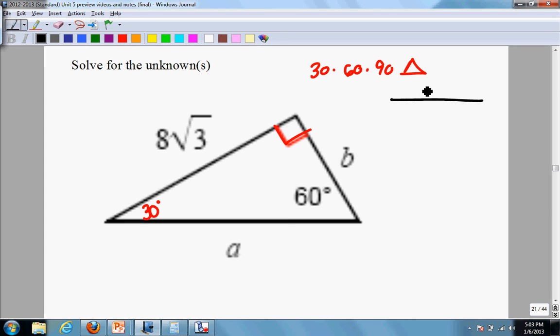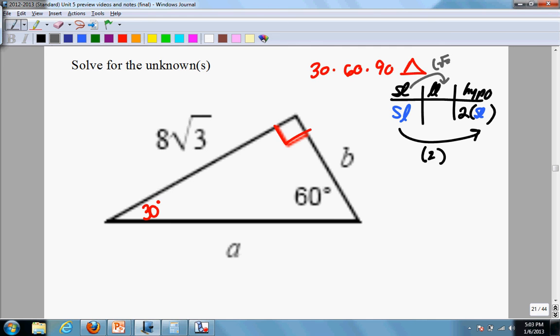And in that triangle, let's draw our little table. We have the short leg, the long leg, and the hypo. Whatever the short leg is, the hypo is going to be double. So it's 2 times the short leg. The long leg is whatever the short leg is times root 3. Short leg times root 3. That's the long leg.